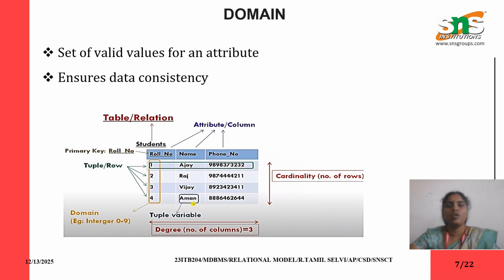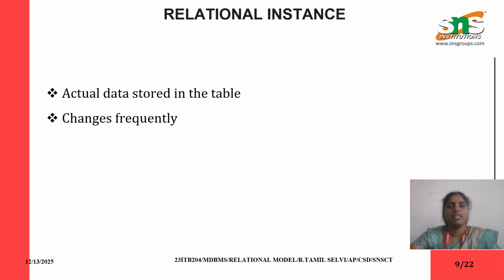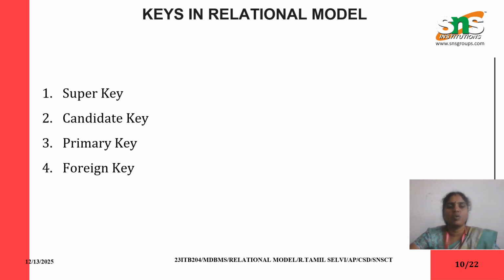Next one, domain. A domain defines the valid values an attribute can take. For example, consider this figure. The age domain might be integers from 0 to 120. This helps in maintaining data accuracy and consistency. Relational schema. The relational schema defines the structure of a relation and it shows what attributes a table contains. Next one, instance. The instance refers to the current data that is stored in the database at a specific point in time.